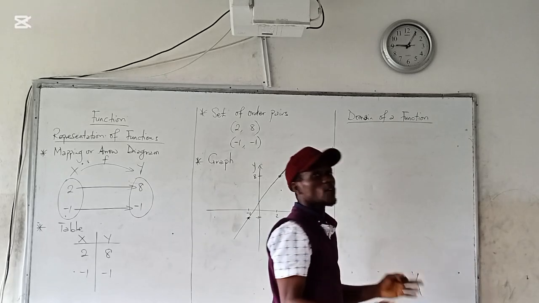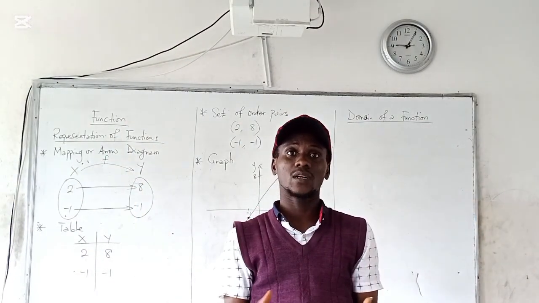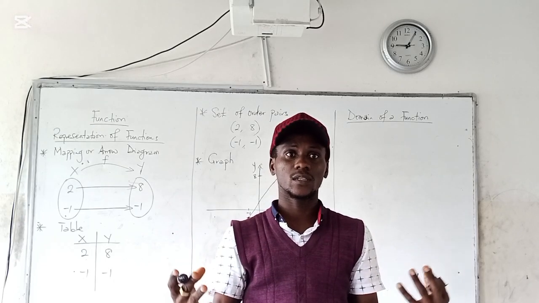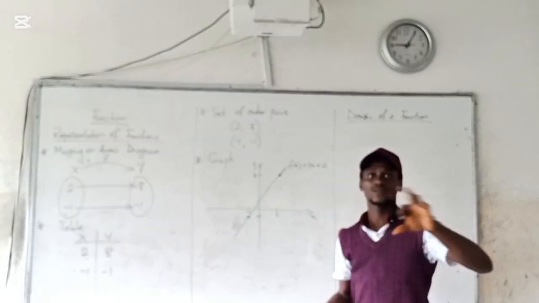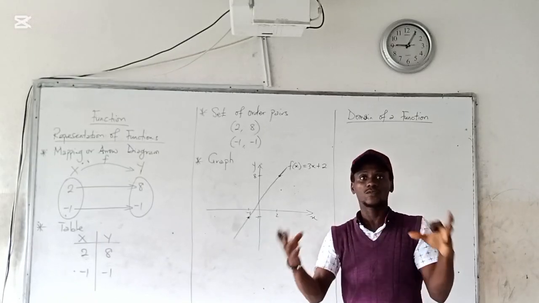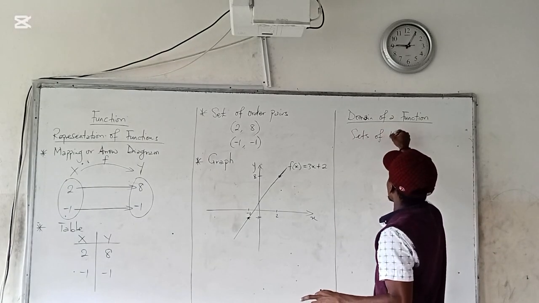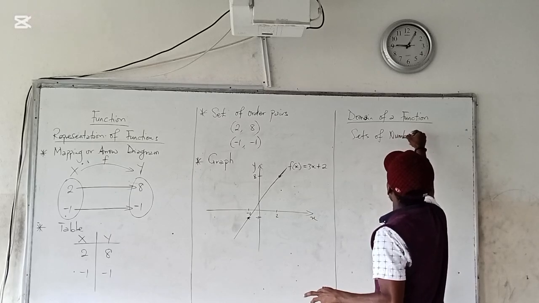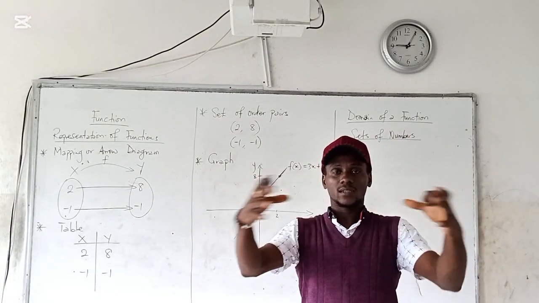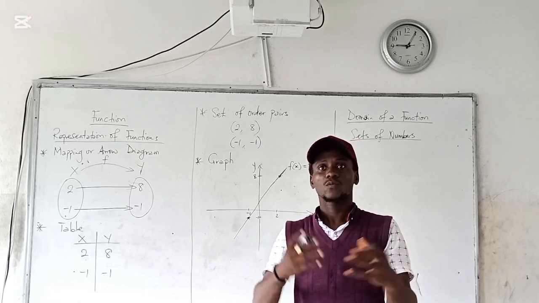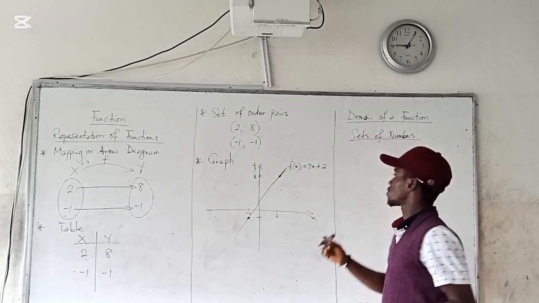The domain of a function is generally the set of real numbers. I believe you know what we call set of real numbers. If you don't know, let me just give you a brief overview of sets of numbers. So if you're looking at sets of numbers, there are different sets of numbers. So a set is like a collection of numbers that have similar characteristics that are well defined.